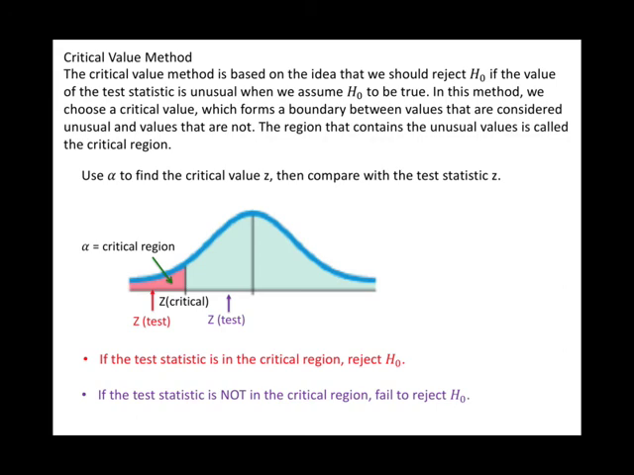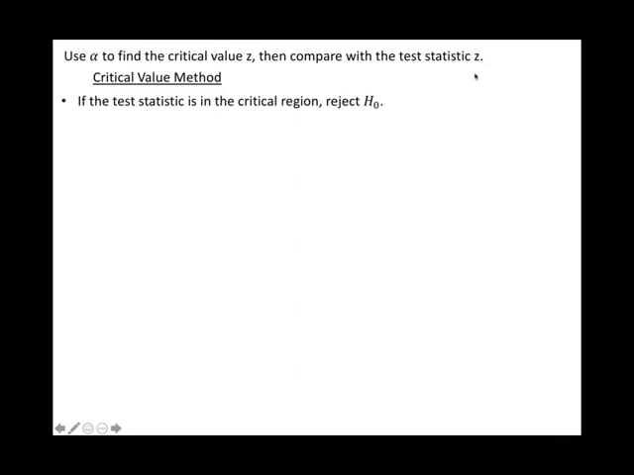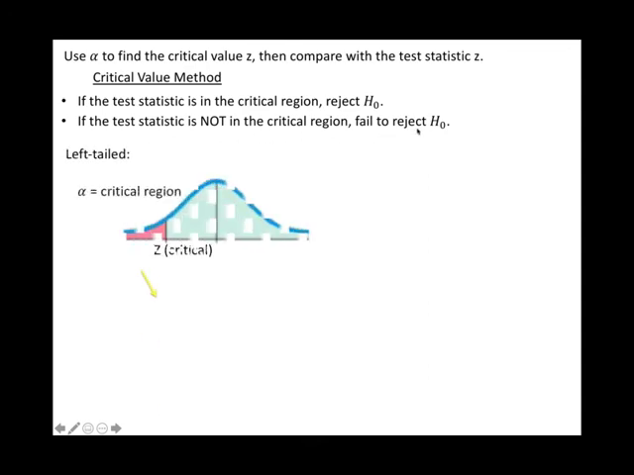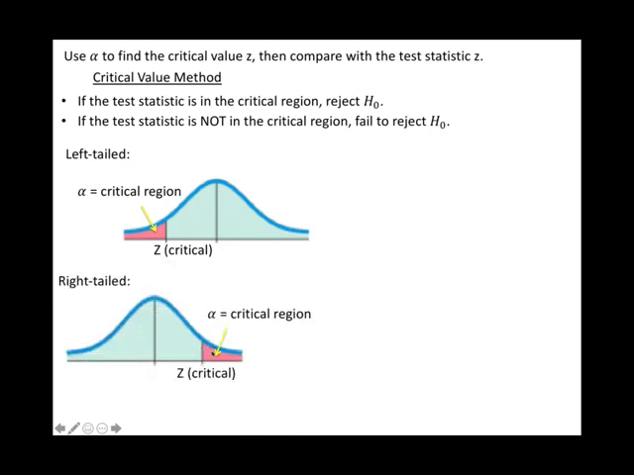Okay, now let me show you the right tail and also the two tail. One more time, use alpha to find the critical value z and compare with the test statistic z. So this is the conclusion. You need to highlight it and remember it, okay? Remember, test statistic in the critical region, reject. Not in the critical region, fail to reject. For the left tail, this is going to be your critical region. Use the alpha to find the critical value of z. For the right tail, your critical region is going to be on your right tail here. Use the alpha to find the critical value z in here.